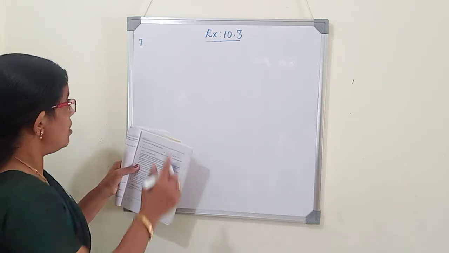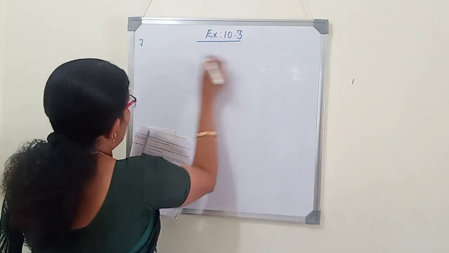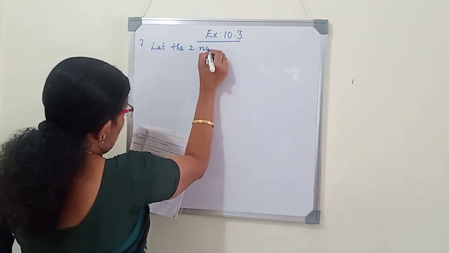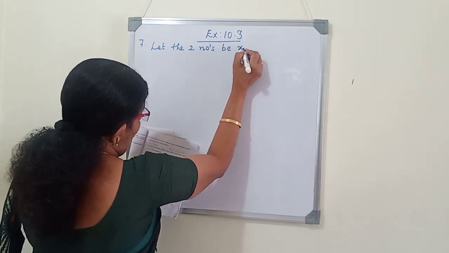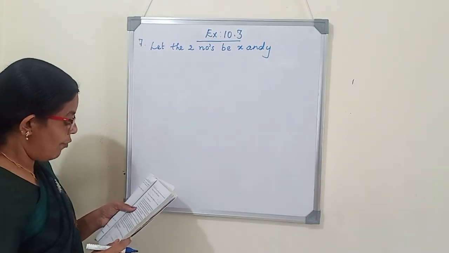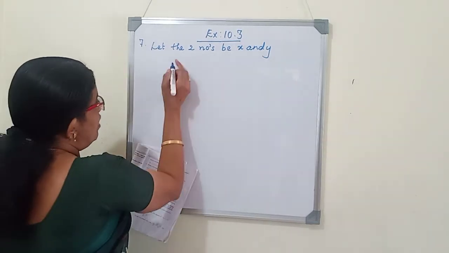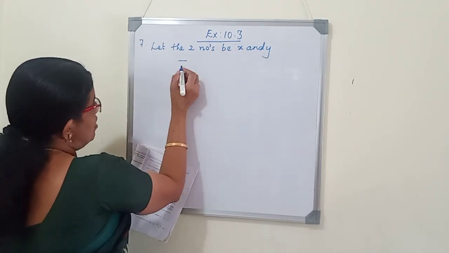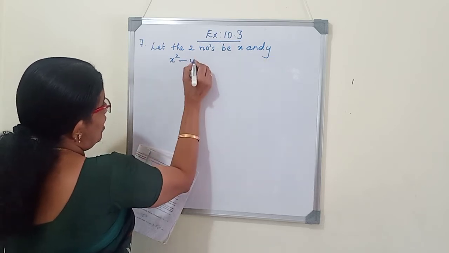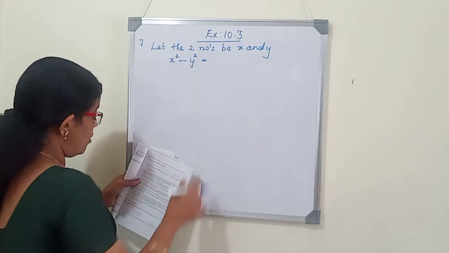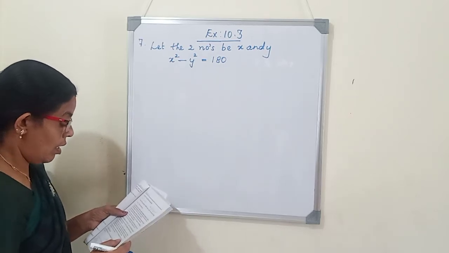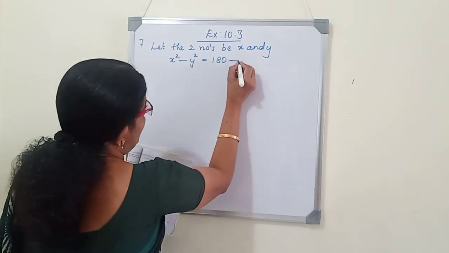The difference of squares of two numbers is 180. So we have to find two numbers. Here we can use only one variable. We will start with two variables, then we will change it. Let the two numbers be x and y. But we cannot use two variables in this. The difference of squares of two numbers is 180. Difference means minus the squares of these numbers. So x square minus y square is 180. This is the first equation.